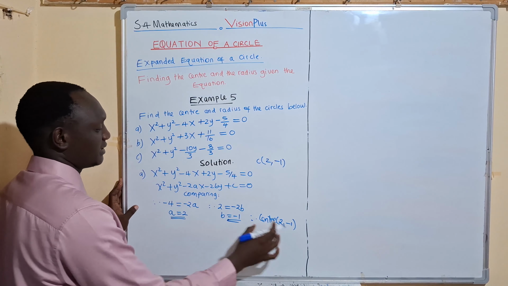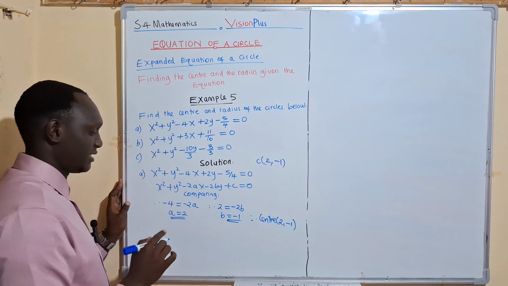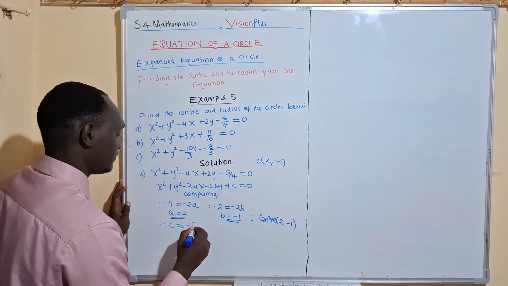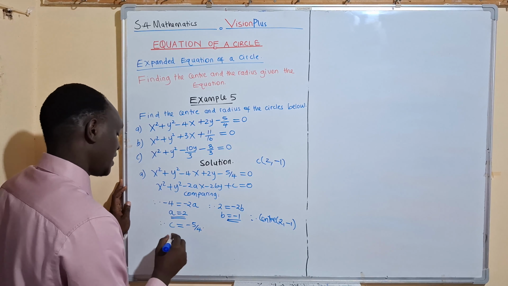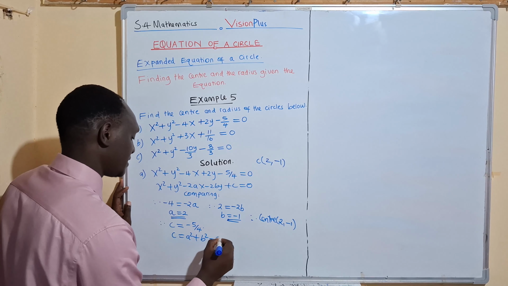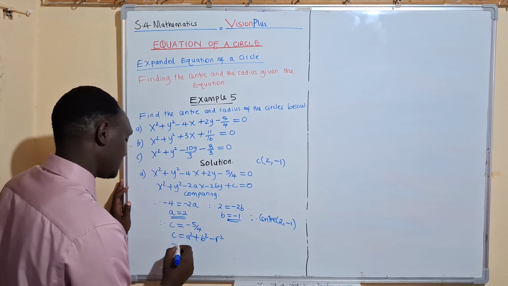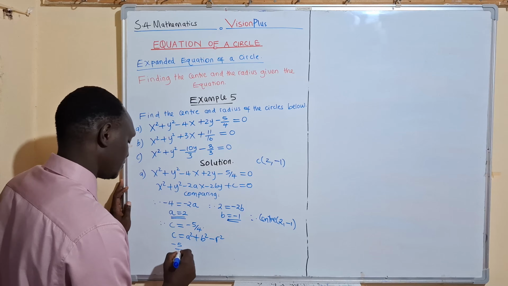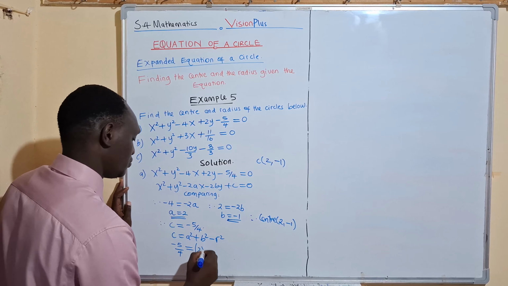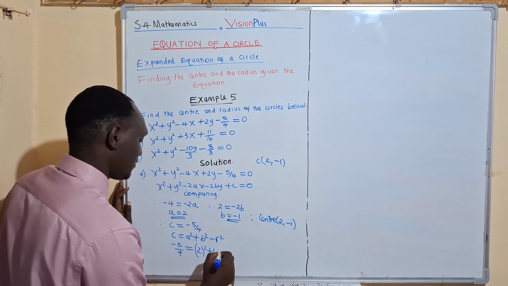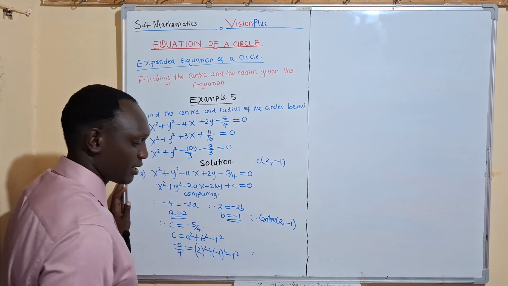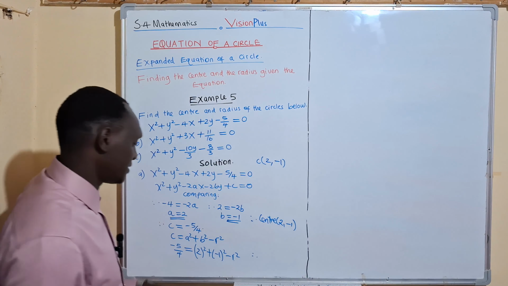After getting the center, that is the only way you can find the radius, because you know that c, which is negative 5 over 4, is given by the formula c equals a squared plus b squared minus r squared. Substitute for c. Negative 5 over 4 equals, what is a? A is 2, squared, plus what is b? Negative 1, squared, and then minus r squared. Then from here, you can work out the r. Let's make r the subject here.